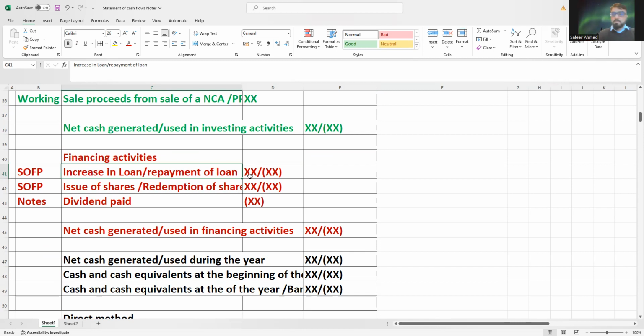So if the loan has increased, cash inflow, we must have taken more money. Repayment of loan, cash outflow, which means that we must have paid the money during the year. Issue of shares, so if new shares are issued during the year, cash inflow, because the company must have received money from those investors. And redemption of shares, where the company bought back their own shares, so that's cash outflow. Now, dividend paid can be deducted either from here or from operating activities. To me, I normally think that it should be under financing activities.